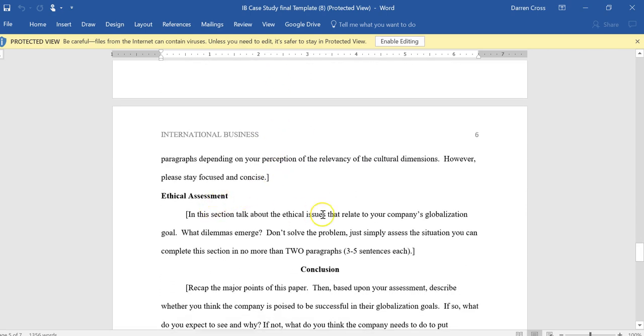And then also we want to do an ethical assessment. Think about what it means for your company to be doing business somewhere else. What ethical dilemmas does it bring up? So what are we really thinking about here? When we're talking about ethics, we're talking about a decision-making framework. It's about how we actually construct what's wrong and right in our mind.